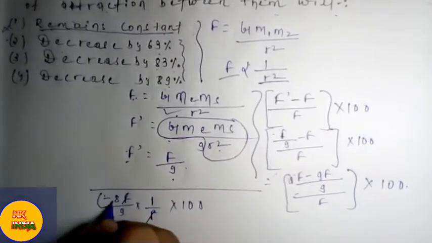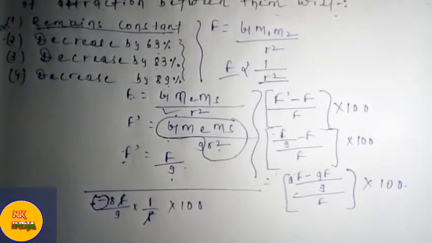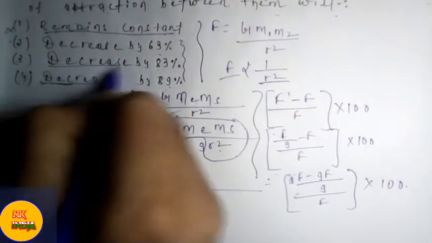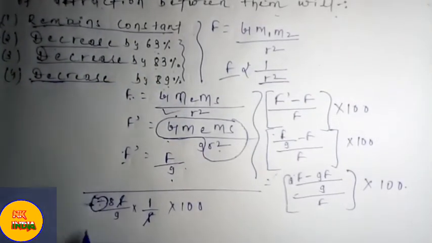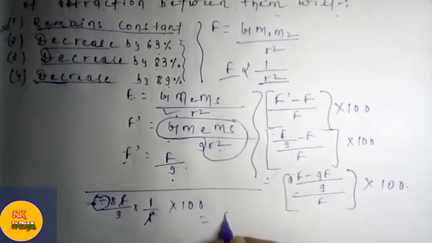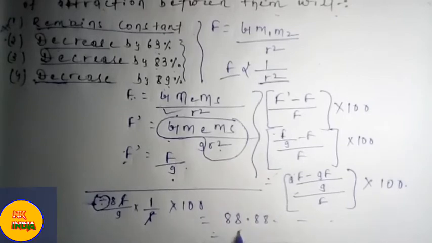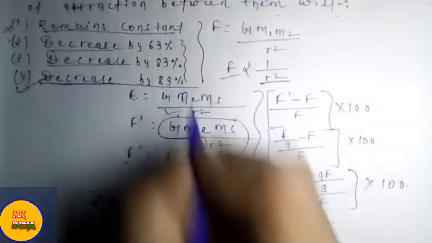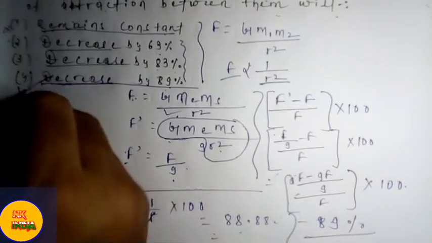Here the negative sign shows that the force is decreasing. In the options it is already given that it is decreasing, so we will not keep the negative sign here, and by dividing it we will get the answer 88.888, and according to the options we can say that the fourth option is correct, which is decrease by 89%. So the option number fourth is correct.